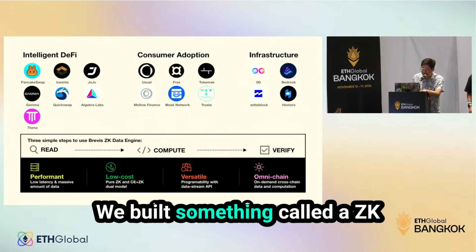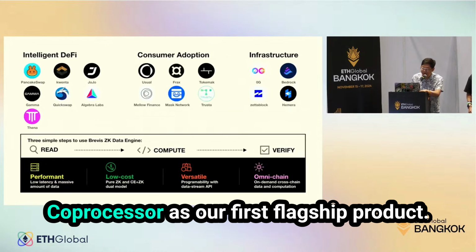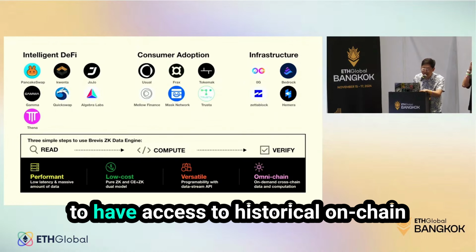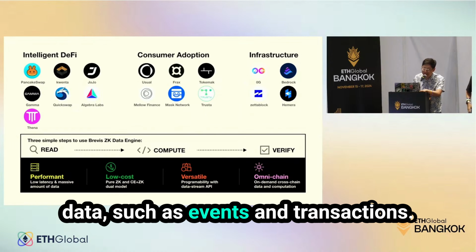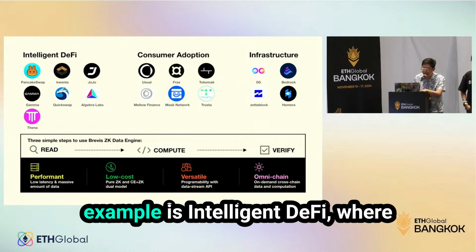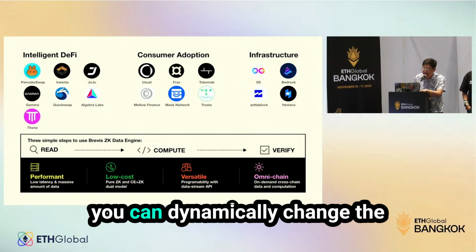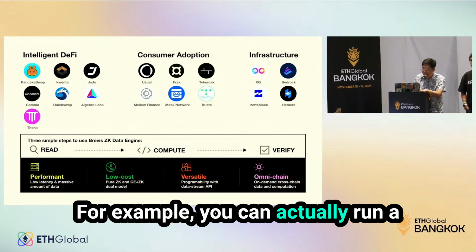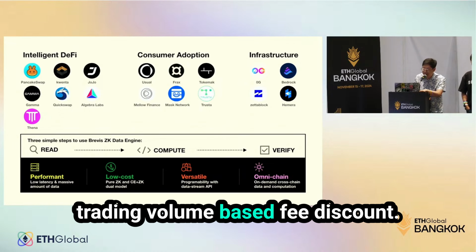We built something called a ZK Coprocessor as our first flagship product. ZK Coprocessor allows your smart contract to have access to historical on-chain data, such as events and transactions, built using Brevis. One good example is intelligent DeFi, where you can dynamically change the protocol parameters of DeFi projects. For example, you can actually run a trading volume-based fee discount.